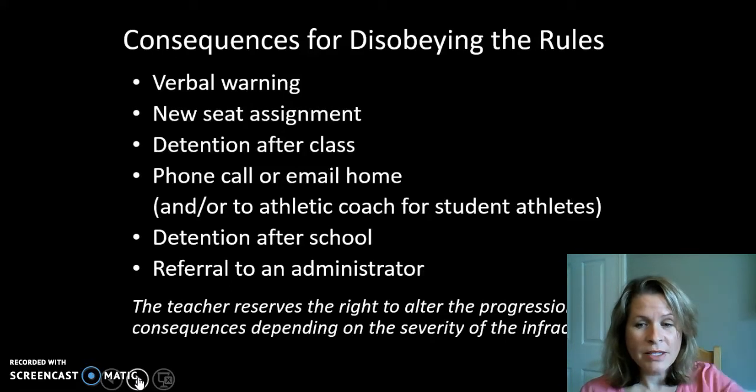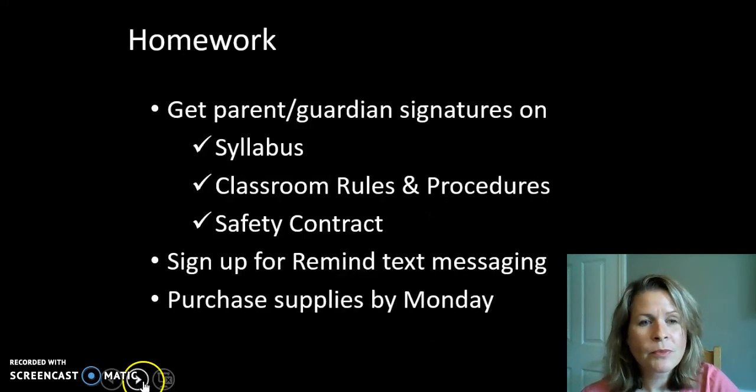And we're kind of progressing through the severity here. I'm happy to call home or let a coach know that your behavior is not appropriate, and then we move to the most severe, which is detention after school, or else you get a referral to an administrator. That's just so you know.